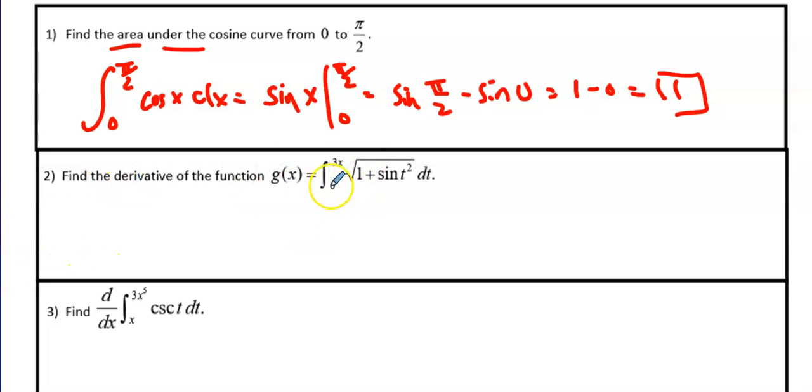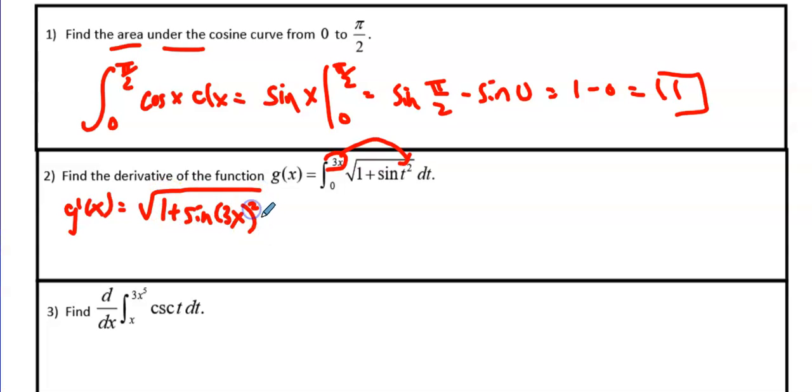We want to find the derivative of an integral. So remember, when we're taking the derivative of an integral, that's the fundamental theorem of calculus part 2. This is where we take our 3x and plop it down everywhere we see a t. So we're going to get g prime of x is going to be equal to 1 over the square root of 1 plus sine of 3x quantity squared. Remember, we have to square the 3 as well.